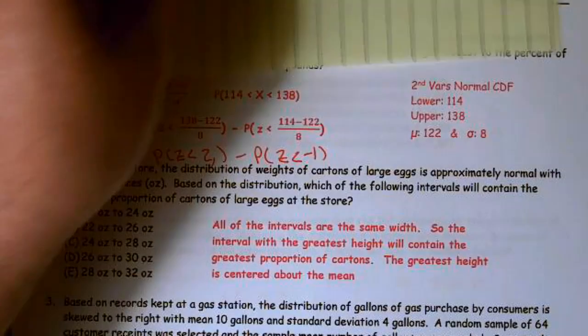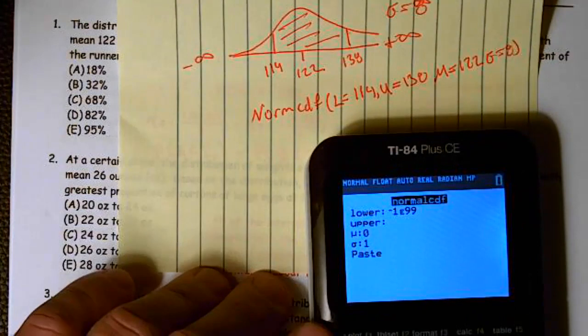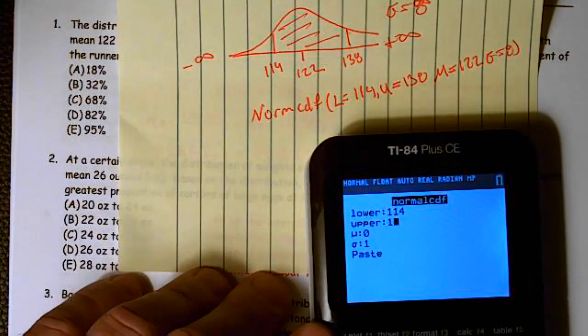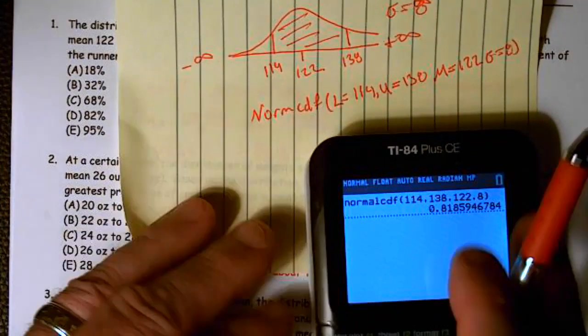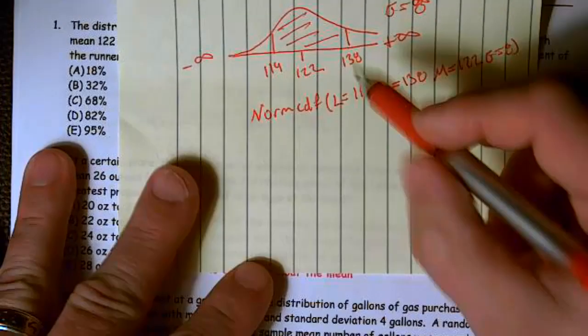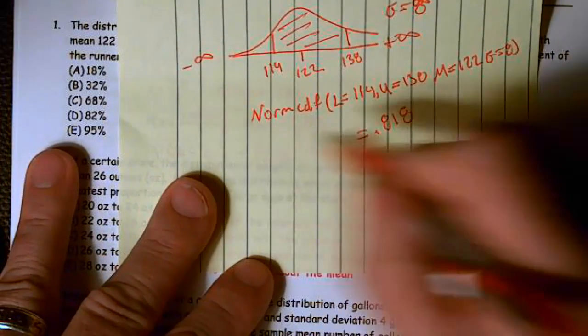Well, there are a couple ways to do this. Second vars, norm CDF, lower bound 114, upper bound 138, mean 122, standard deviation is 8. Press enter, and we get 0.818. So this equals 0.818, and my closest answer to that is D.